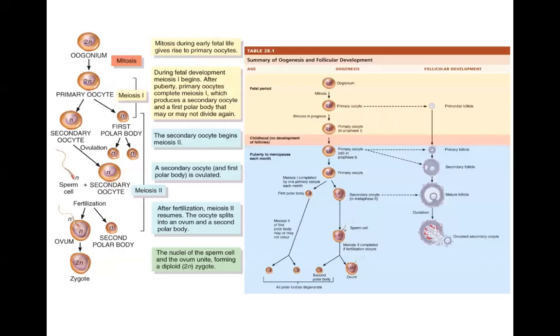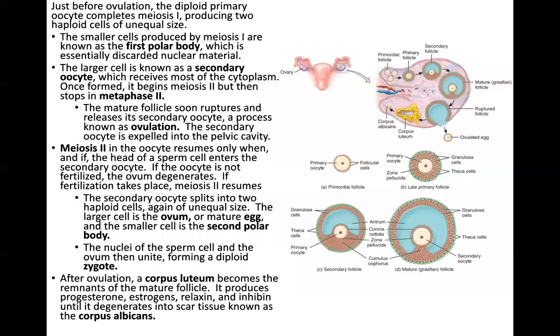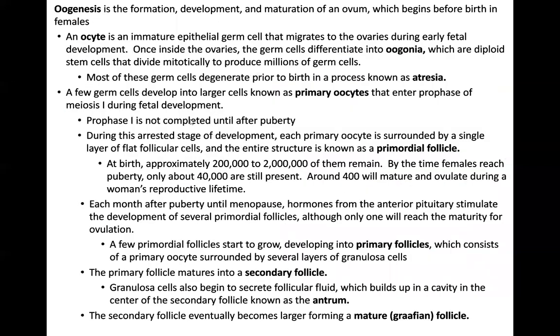If we come to the next page, we can trace it back once again to one of those stem cells called an oogonium. That's what divides through mitosis to form these primary oocytes. Notice they're both labeled 2N in the nucleus, because at this point they still have 46 chromosomes. This primary oocyte begins meiosis 1, going into the very first stage, prophase 1. But notice it's not completed until after puberty.